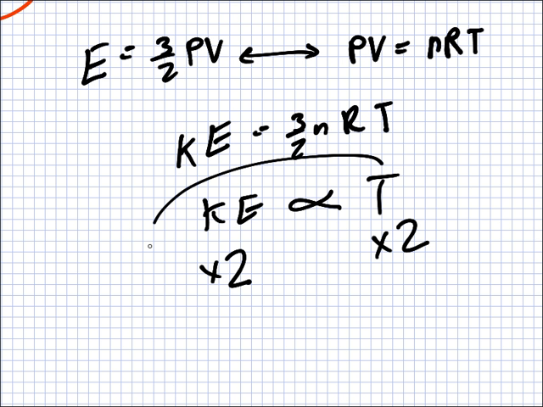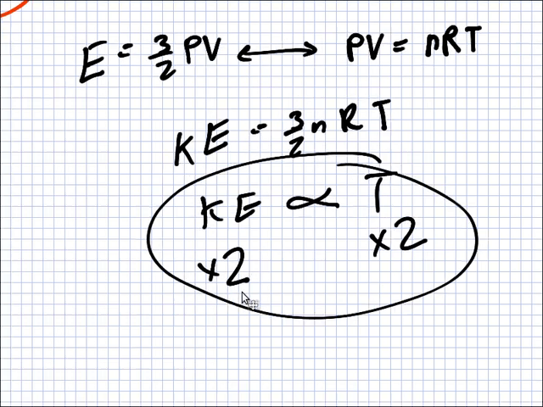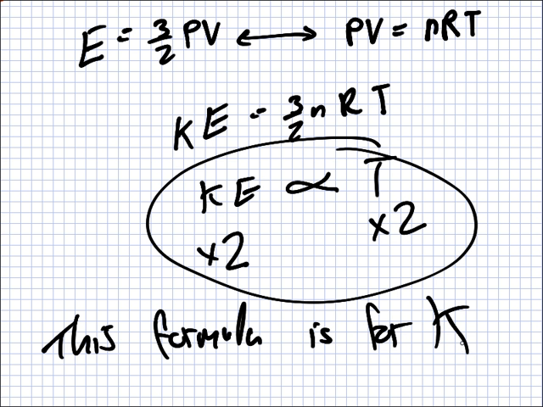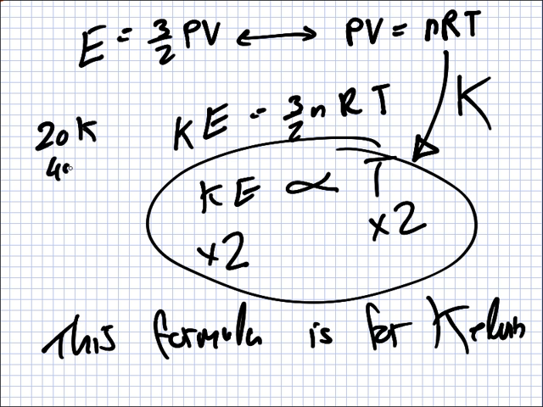Because look, they should be right. It's a gas, so it's okay. The reason is this formula is for Kelvin. So this formula comes from that, which only works if you're using Kelvin. So if you had 20 Kelvin and 40 Kelvin, then the kinetic energy is double.